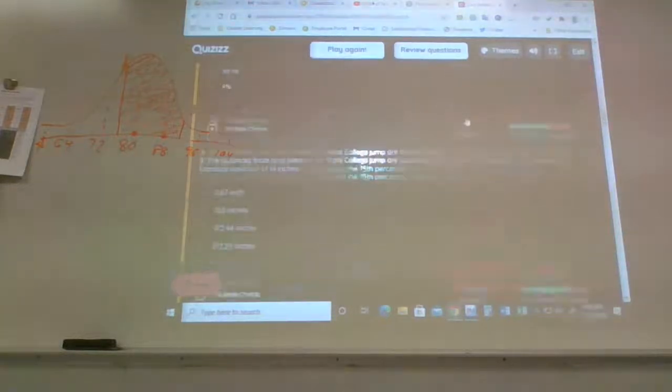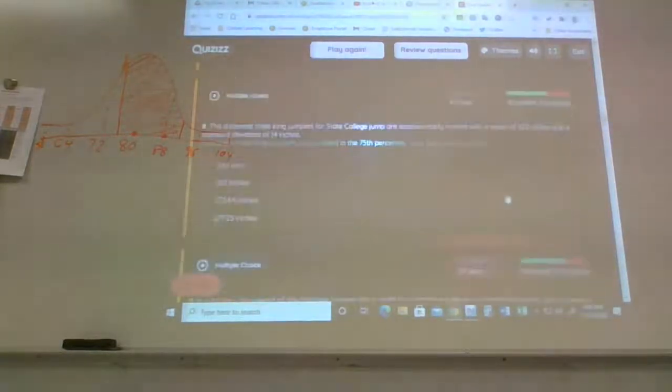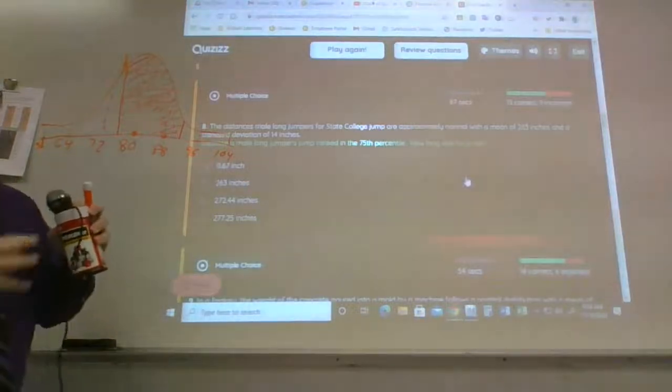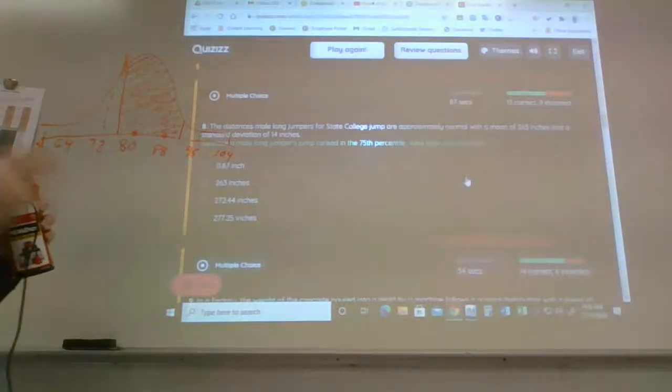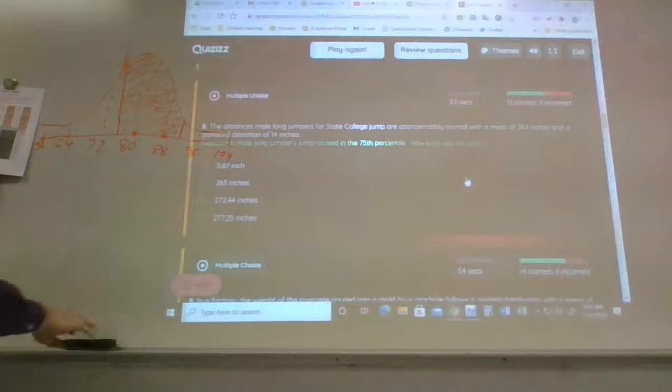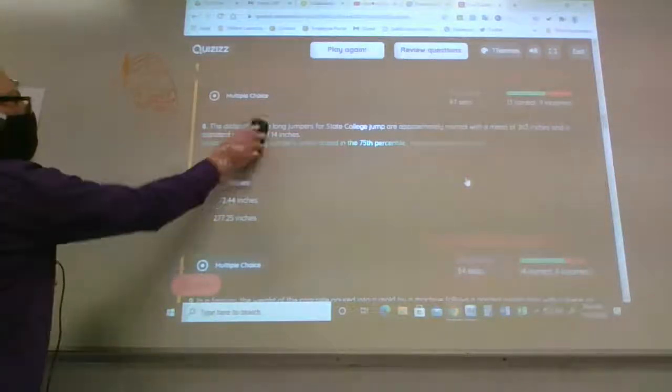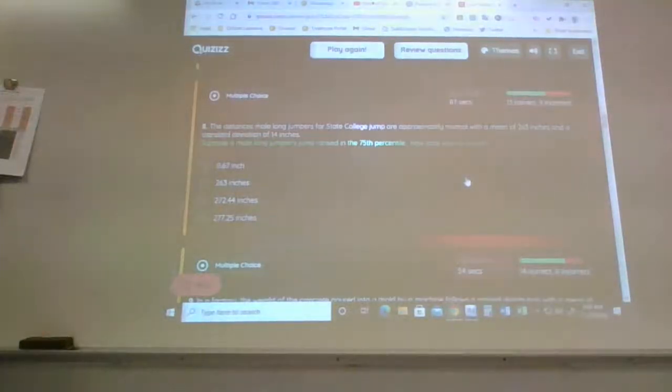All right. One more, and then I'm going to move on from there. Let's talk about male long jumpers. I want to draw this picture out as well. The distance male long jumpers jump for a state college are approximately normal with a mean of 263 inches and a standard deviation of 14 inches. Suppose a male long jumper ranked in the 75th percentile.